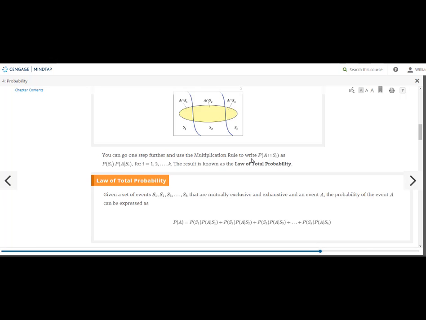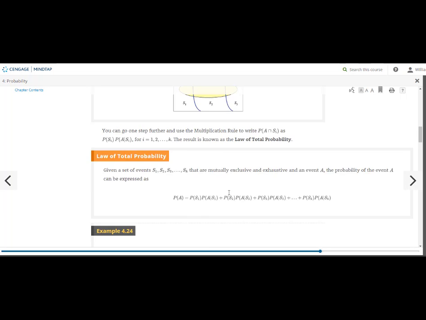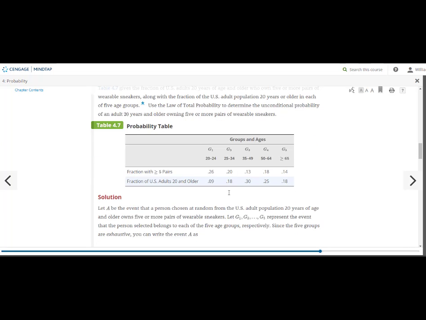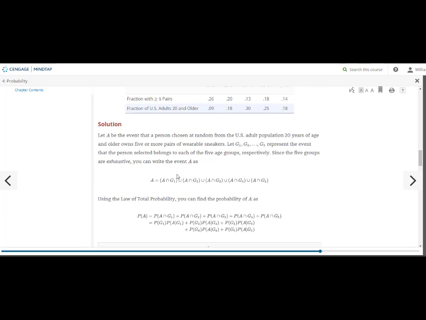So this law of total probability means you can write the probability of A like this. We saw this expression already, so I won't go through it again. And we saw this example, and we used the law of total probability here.